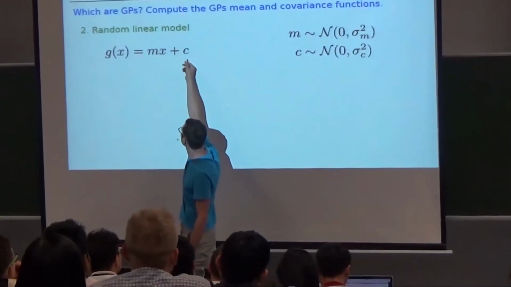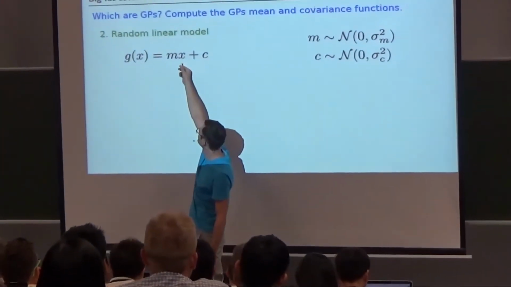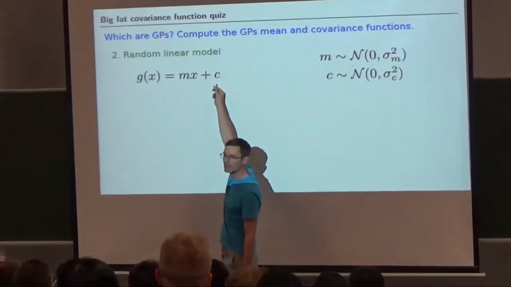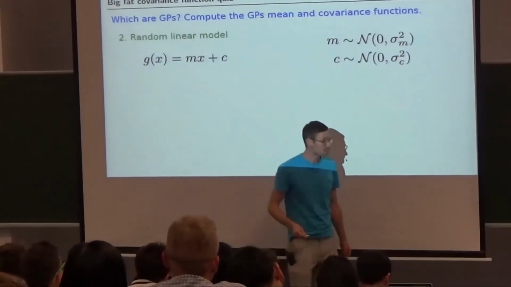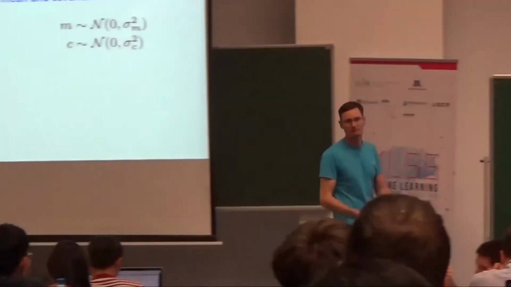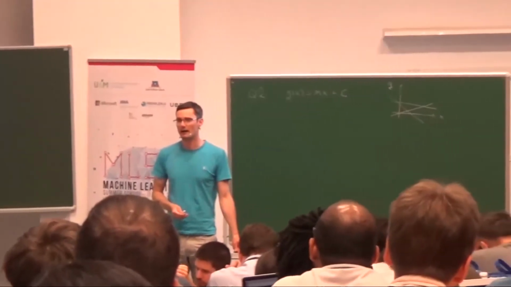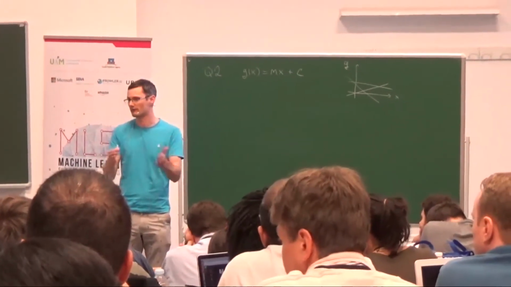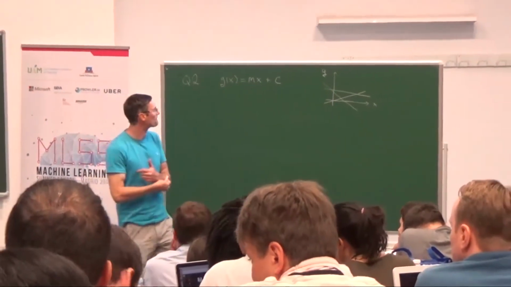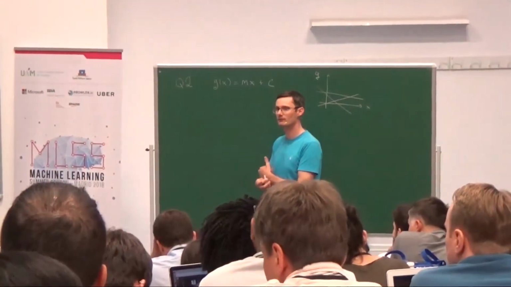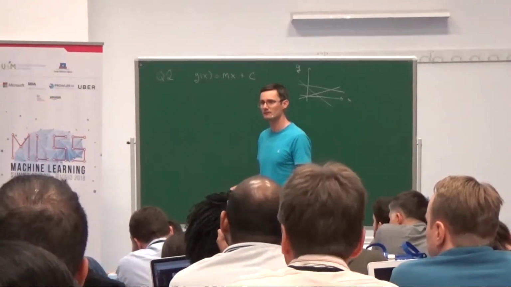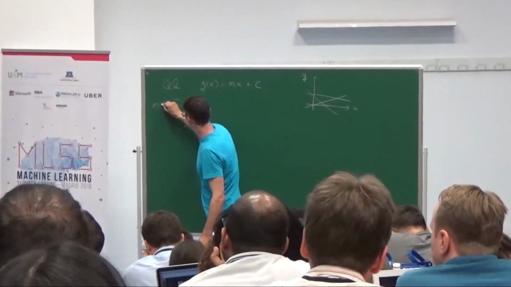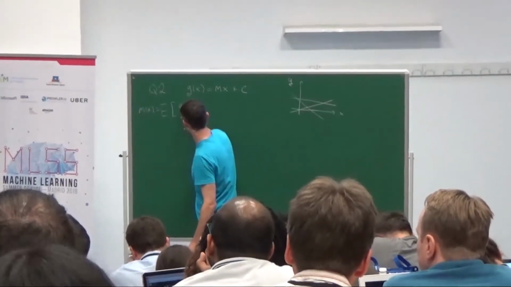So M is a Gaussian random variable, and C is a Gaussian random variable, and you're multiplying the first random variable by x, and the second random variable by the constant 1. So it certainly, in that sense, defines a function where any subset of those function values will have a multivariate Gaussian distribution. What's the mean of this Gaussian process? 0. Great.